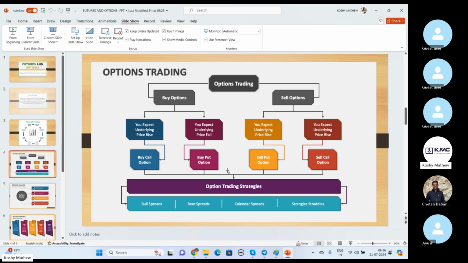After that, there's a second one which is options, which is into calls and puts. So if you look at this diagram, you can see where buy options are there, sell options. And somebody sells, only then we can buy. Remember that. Somebody selling a put or a call, only then I can buy a put or a call. So in buying options, you expect the underlying price to rise. That is buying a call option. If you expect an underlying price fall, that is buying a put option.